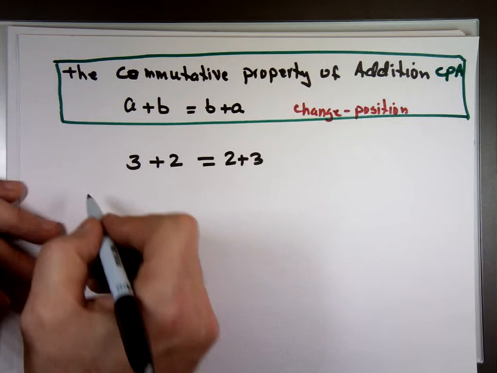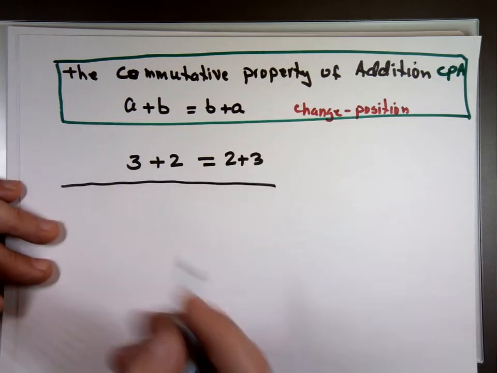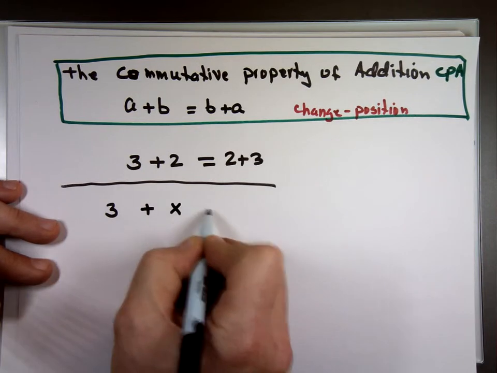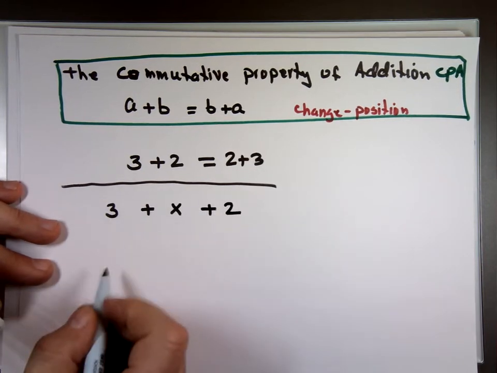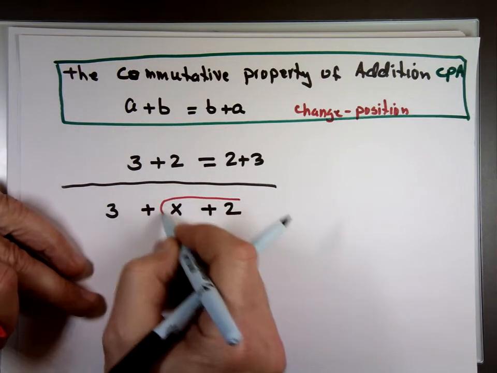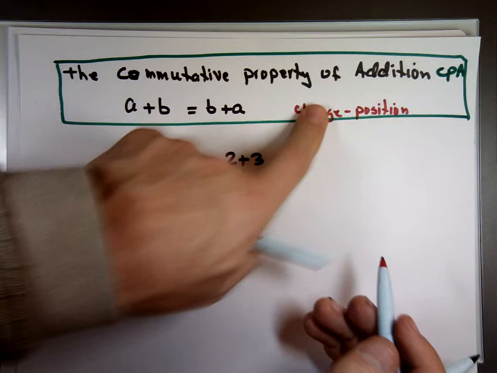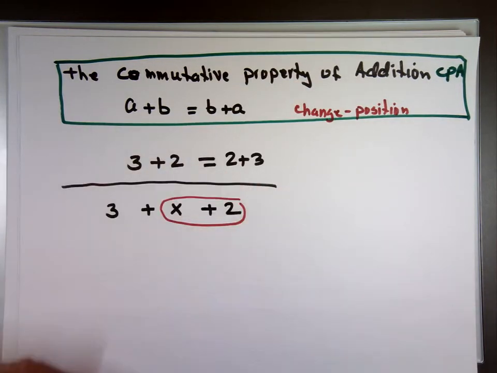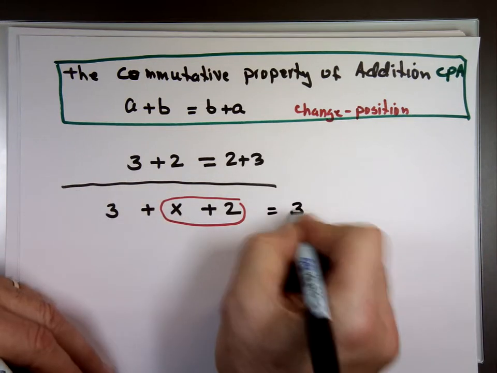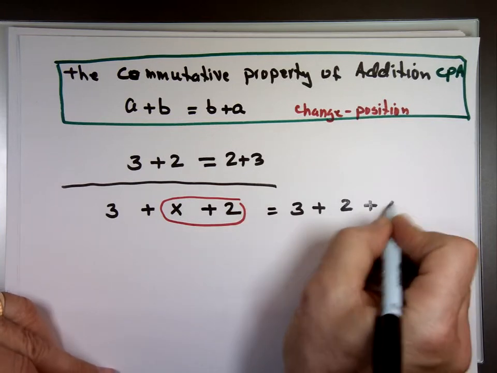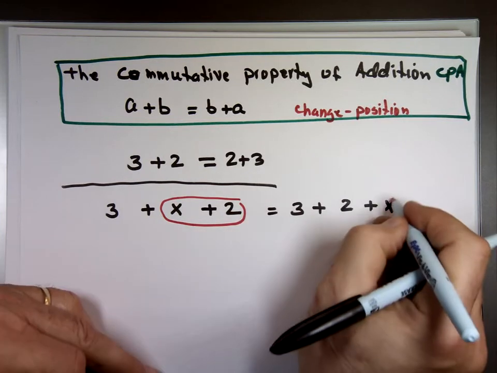And let's say you want to add, and I'm jumping the gun here, 3 plus x plus 2. If you look at these two numbers, we can apply that CPA rule. It says, if you get x and 2, you can flip-flop them. It doesn't make a difference which one you write first. So you can write 3 plus, and take x plus 2 and make that what? 2 plus x. I use the CPA rule, change position.